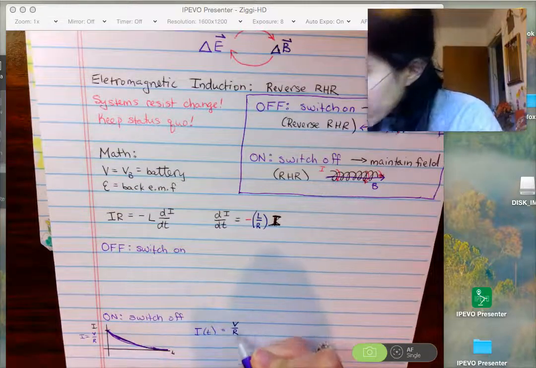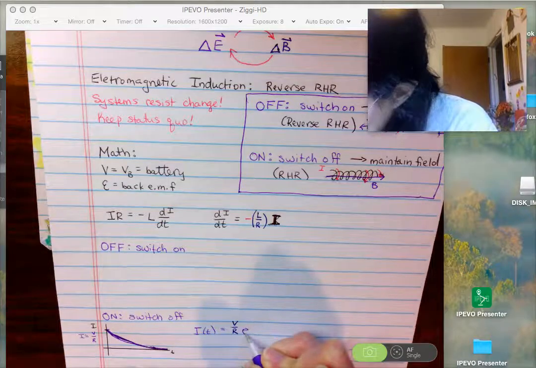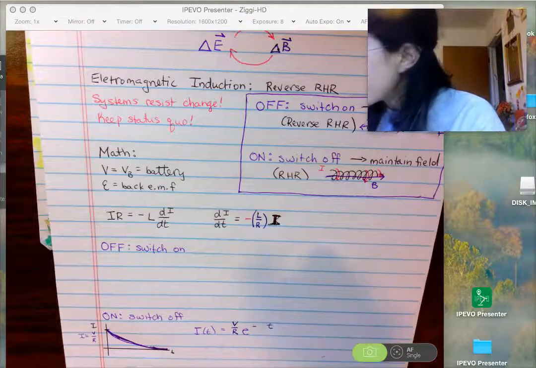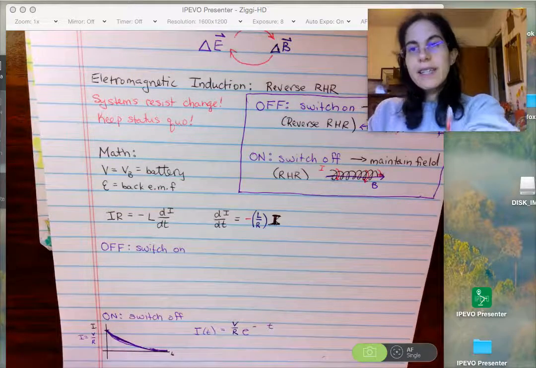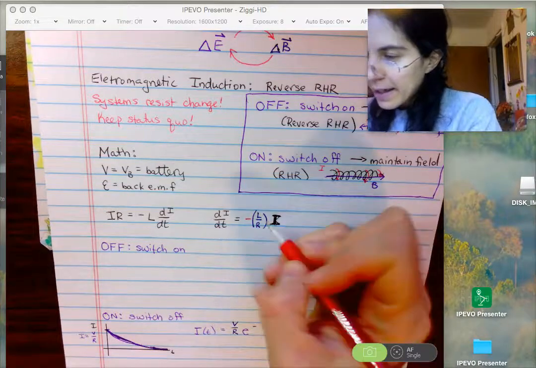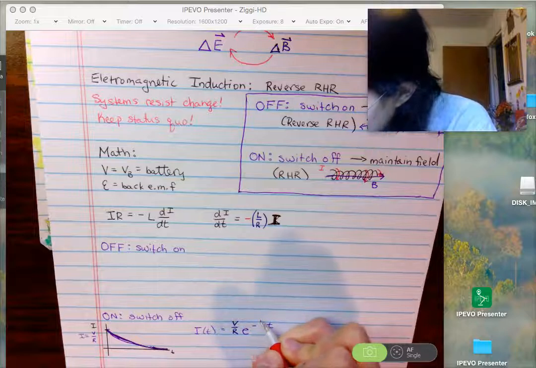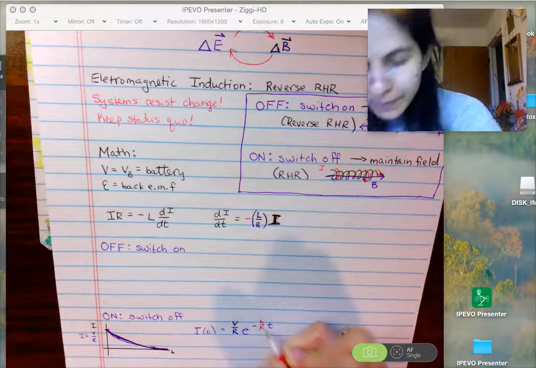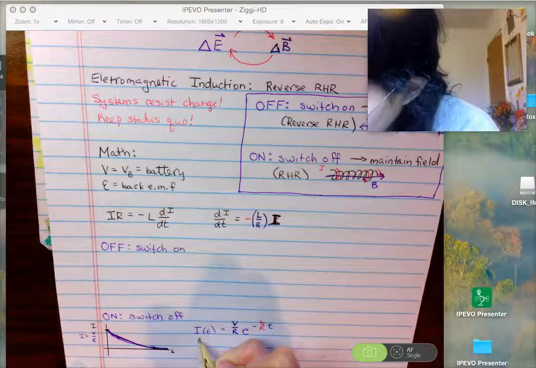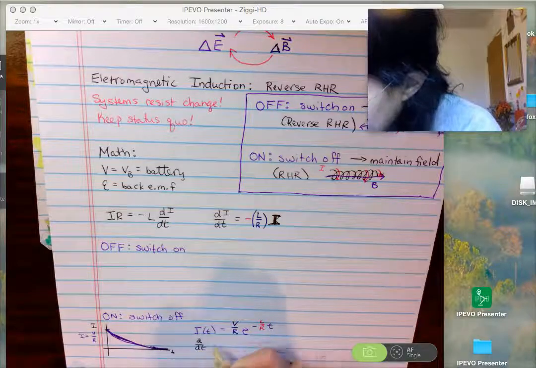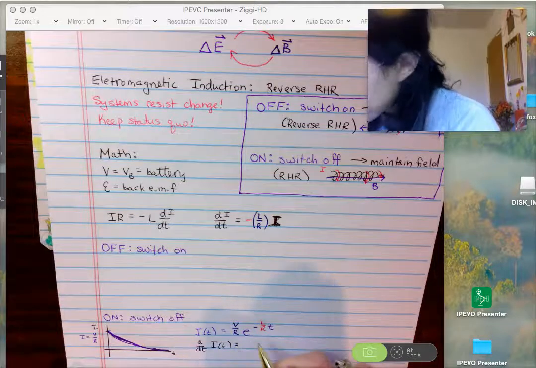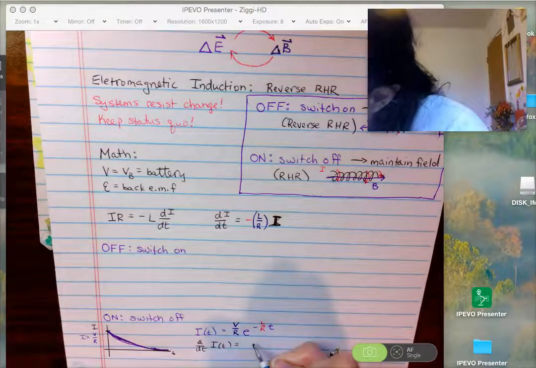So here's our starting value, and it exponentially decays over time. The only thing we really need to bake brownies for the calculus class for is that rate over here of L over R. Calculus class, check the pre-calculus math, take the first derivative of that I as above. You will get V over R. There's a constant, that's not going to change anything.